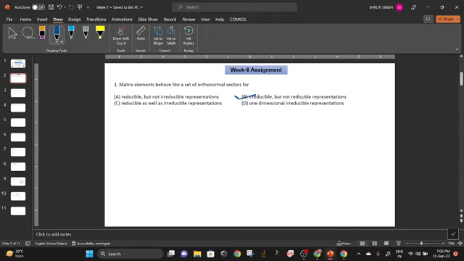Also, we can see that the GOT theorem, the great orthogonality theorem, is applicable only for irreducible representations. It does not apply for reducible. Had it been orthonormal, then it should have been applicable for reducible as well.